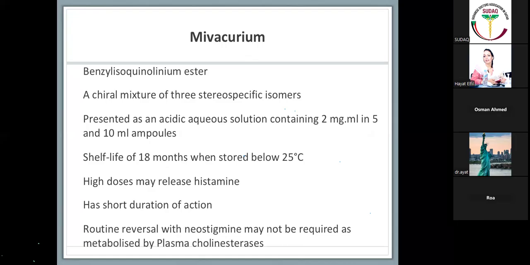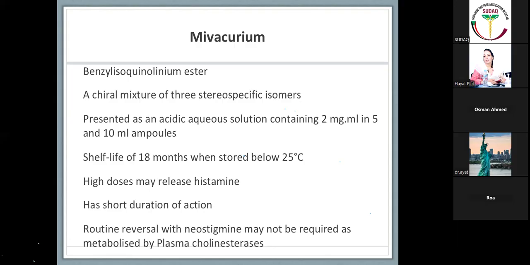High doses may release histamine. Again, it's because of the benzylisoquinolinium, and that histamine release is expected with it. It has a short duration of action, so that's pretty unique to mivacurium. So for day-care cases or cases with short duration of surgery, mivacurium will be a good choice.